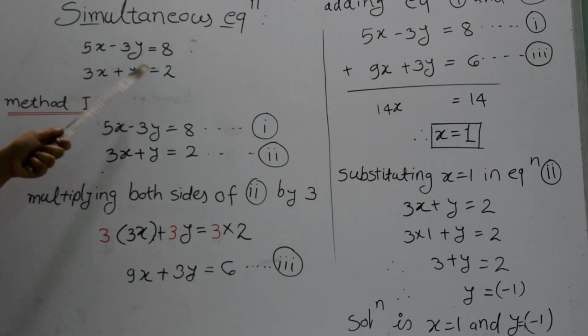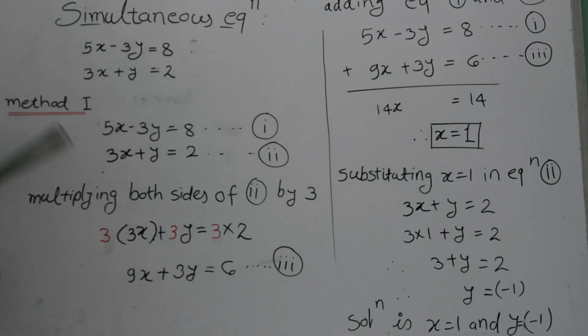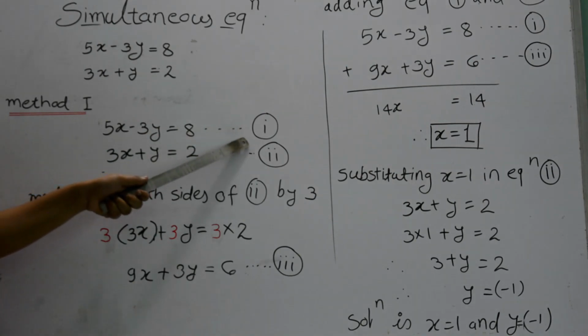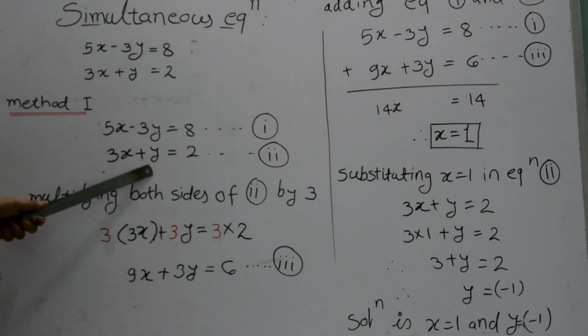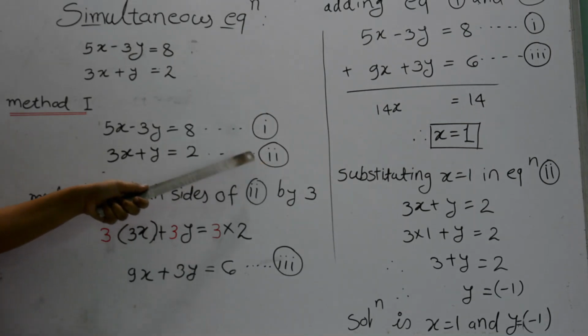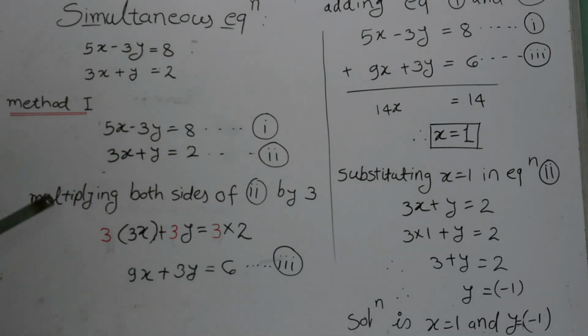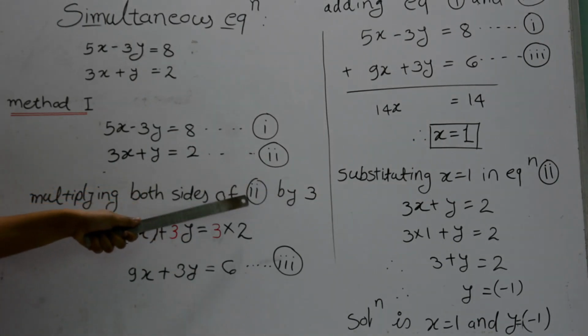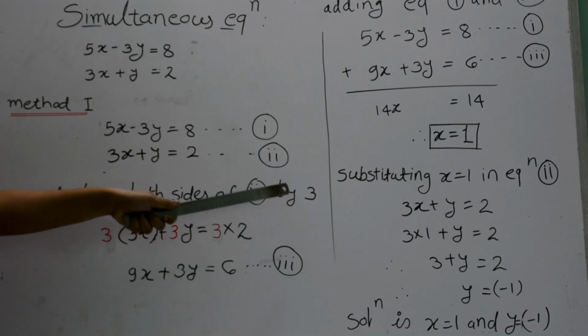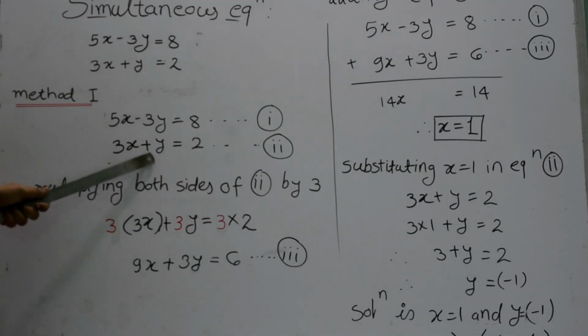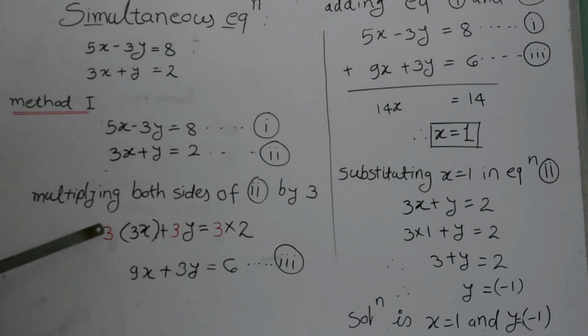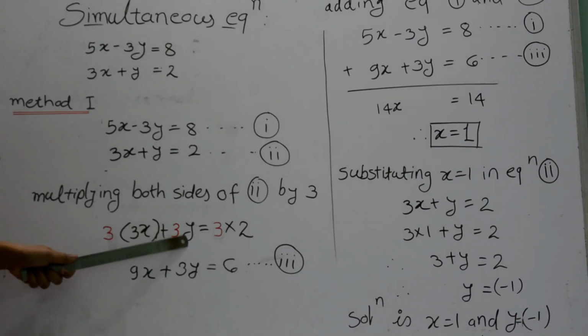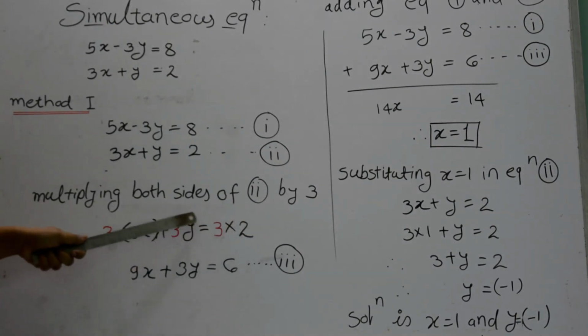There are so many methods. From that we will take the first method. So in the first method, I will just write these two equations: 5x minus 3y equal to 8, that is my first equation, and 3x plus y equal to 2, that is my second equation. Now what is my next step? Multiplying both sides of equation 2 by 3. Now why am I multiplying equation 2 by 3? When I multiply, I will get 3y here. How? Like 3 into 3x plus 3y equal to 3 into 2. Likewise I am getting 3y.